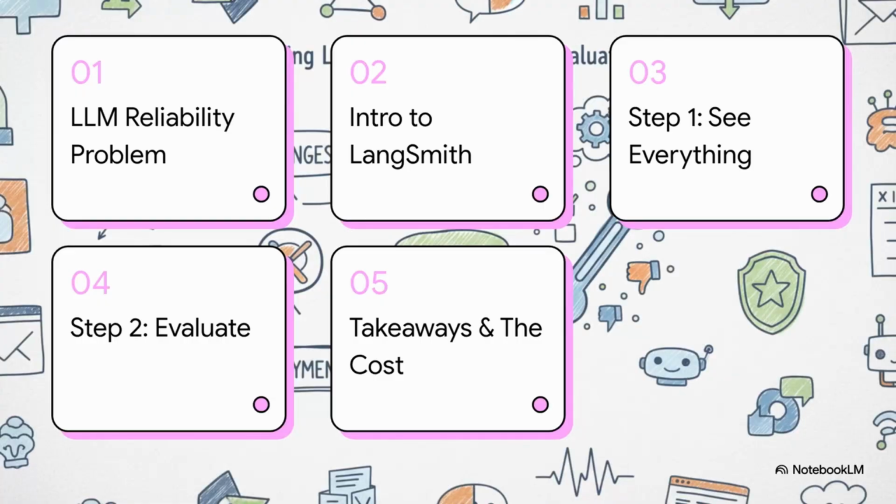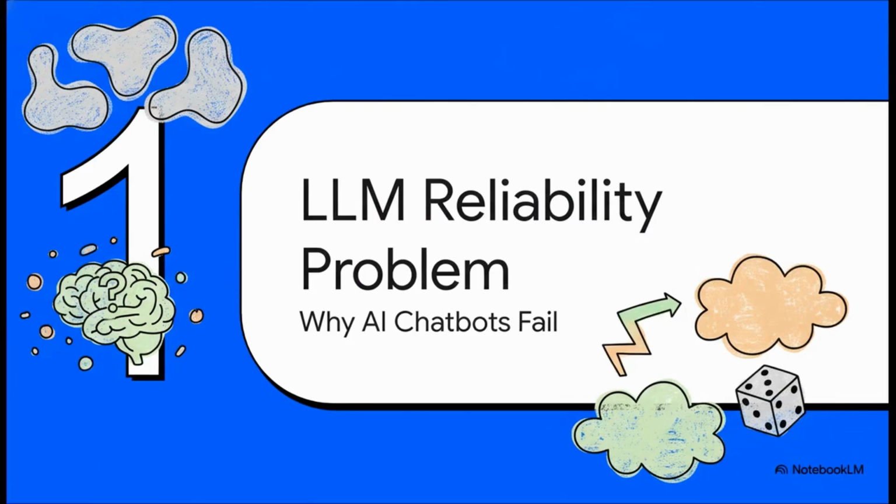Here's what we're going to cover. First, we'll talk about the core problem, why LLMs can be so unreliable. Then, we'll introduce LangSmith as the solution. We'll break down its two killer features. First, how to see everything, and second, the real heart of the platform, how to evaluate everything. And finally, we'll wrap it all up with the key takeaways and the one big thing you've got to keep in mind, the cost.